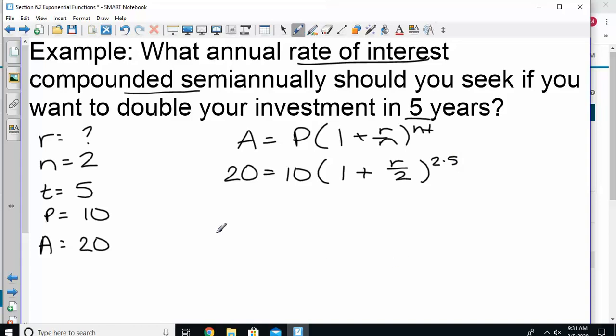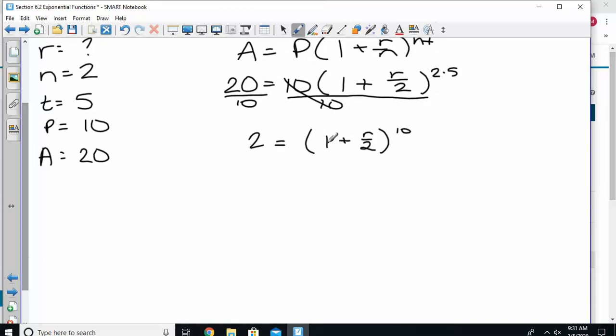What would I do first here? Divide that. So we get 2 equals 1 plus R over 2, to the 2 times 5, which is the 10th power. How would I get rid of the 10th power? 10th root. We don't need plus and minus because we know we're not going to deal with a negative interest rate.